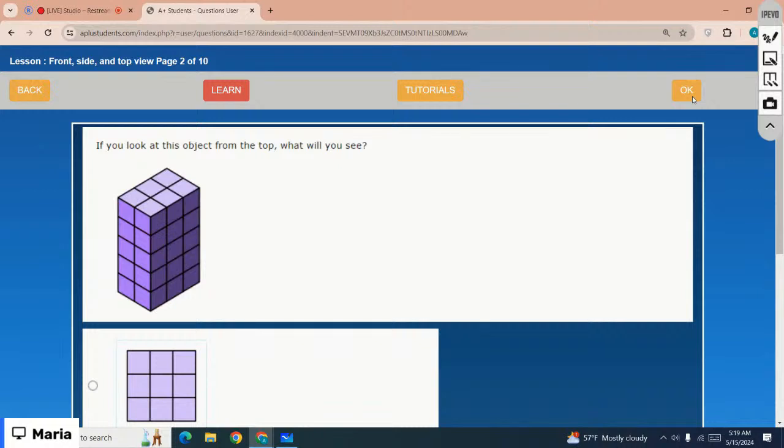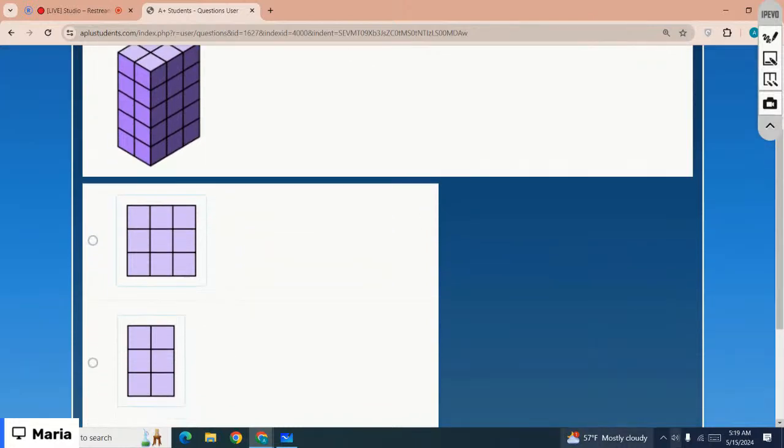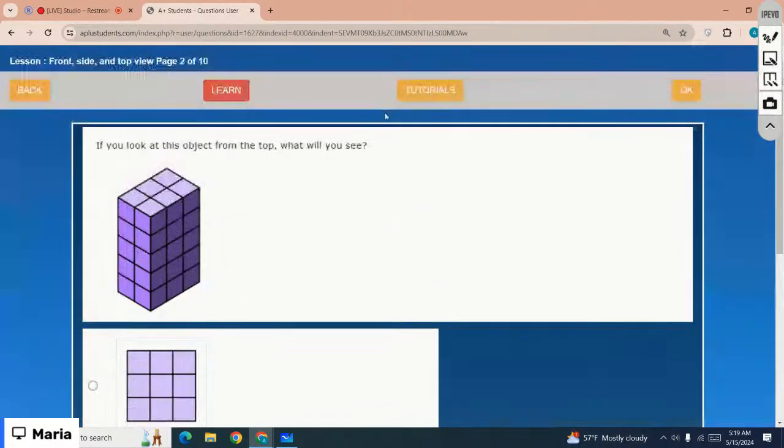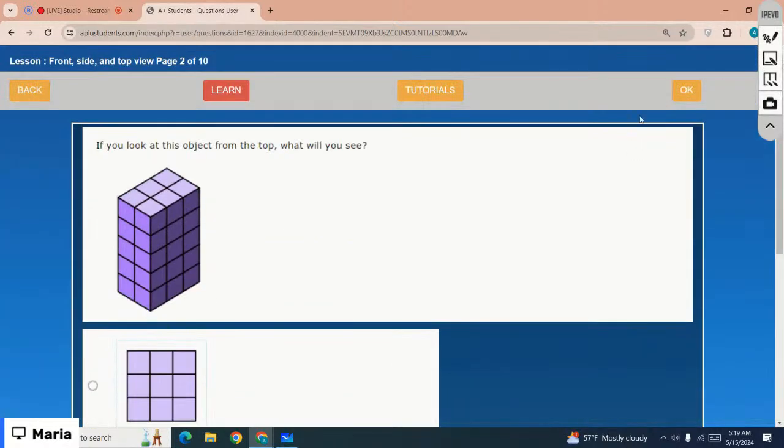If you look at this object from the top, what will you see? Option number two is the correct option. When you're looking from the top, you can see this view, right? Two rows with six squares. So option number two is the correct option.